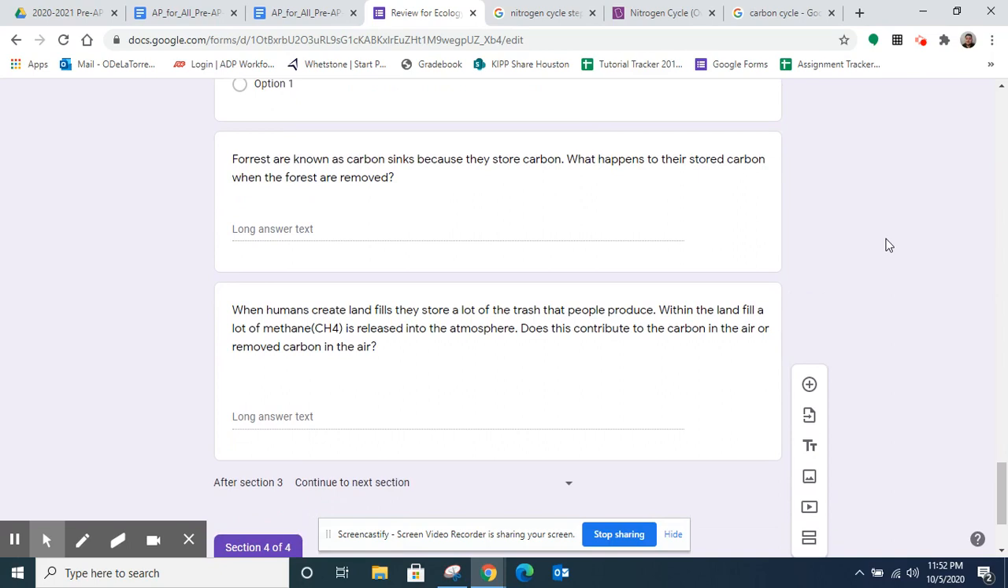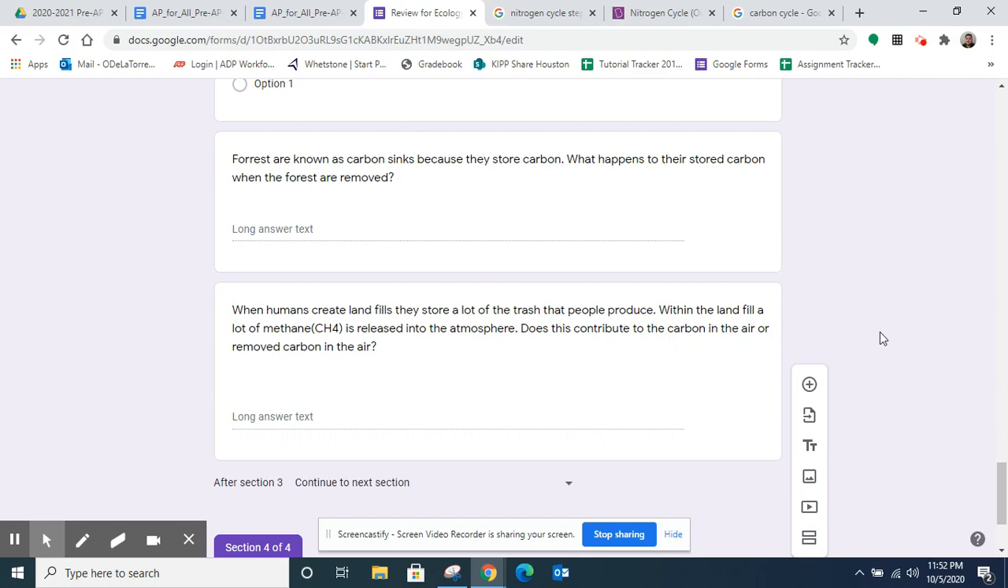Now let's go to the next question. When humans create landfills, they store a lot of trash that people produce. Within the landfill, a lot of methane, that's CH4, is released into the atmosphere. Does this contribute to the carbon in the air or remove carbon in the air? So within the landfill, a lot of methane is released. We're actually contributing to the carbon in the air when we do landfills. We're contributing to the carbon in the air because we are releasing methane into the air through our landfills.